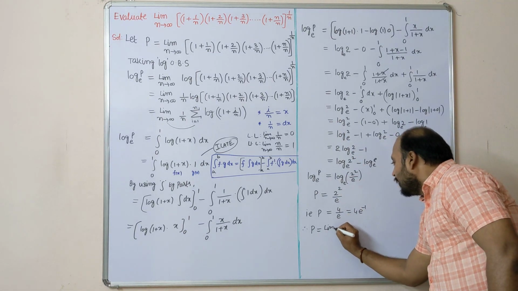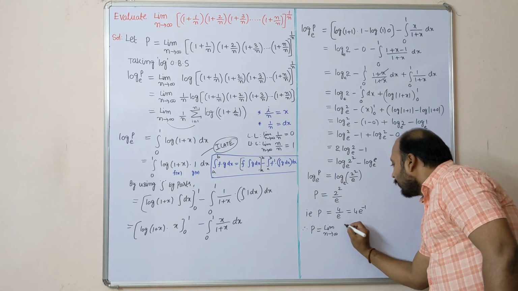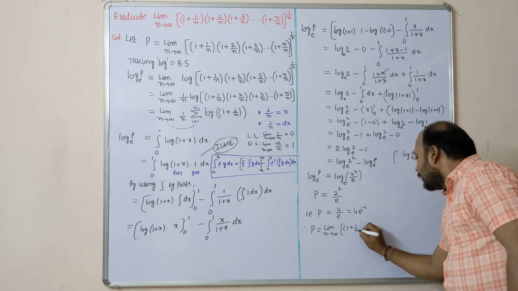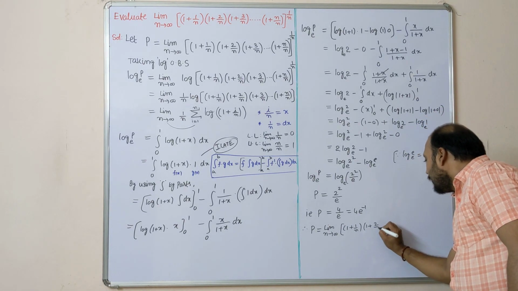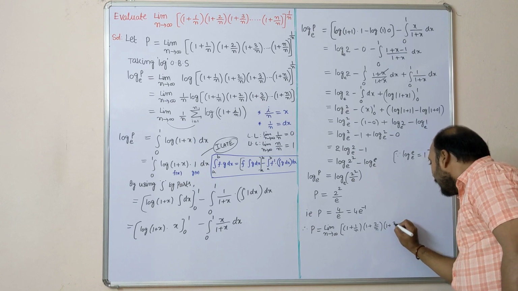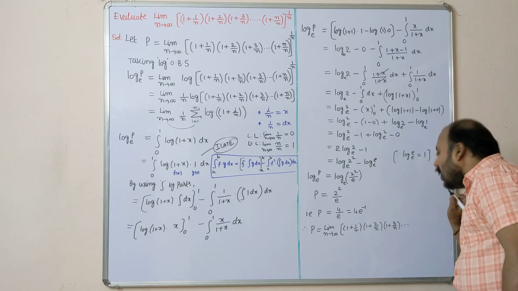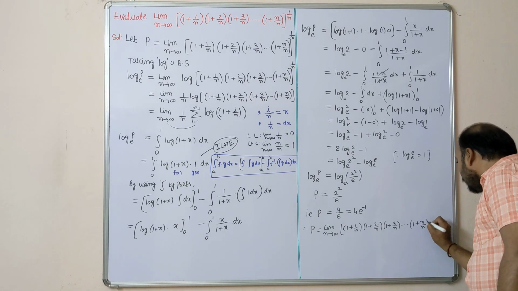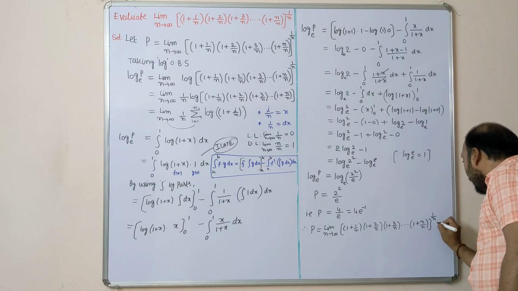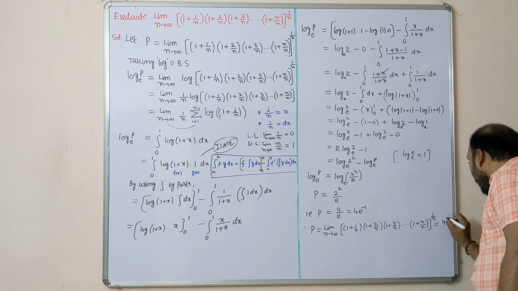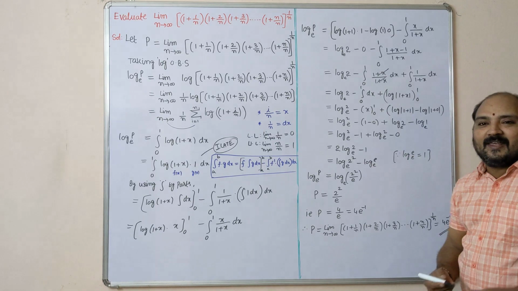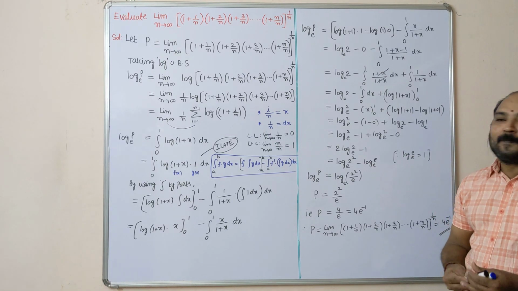Therefore, p equal to the limit, you can write it. Limit n tends to infinity. Keep bracket: 1 plus 1 by n, 1 plus 2 by n, 1 plus 3 by n, and so on, 1 plus n by n, whole power 1 by n, equal to 4 e power minus 1. This is the way we can do, dear students.